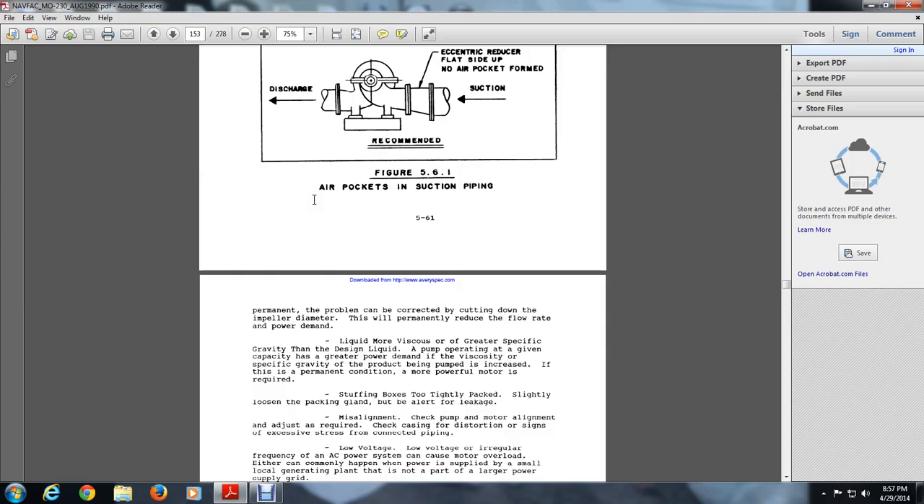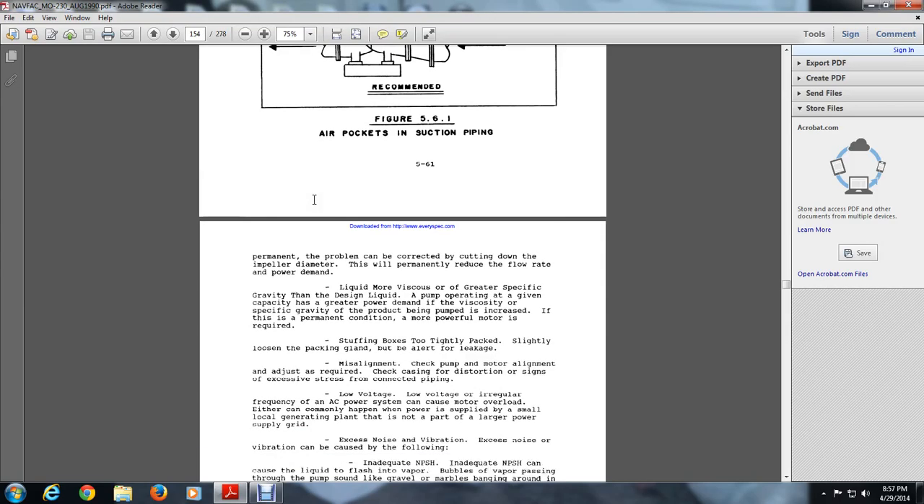Now, liquid viscosity greater, or specific gravity greater, than the design liquid will reduce pump capacity and increase power demand. The viscosity and specific gravity of the product being pumped should be decreased. If this is a permanent condition, a larger motor is required. The stuffing box is too tightly packed; slightly loosen the packing gland. Altering leakage, misalignment: check alignment, adjusting as required. Check casing for distortion, caused by excessive stress from connected piping, and low voltage.